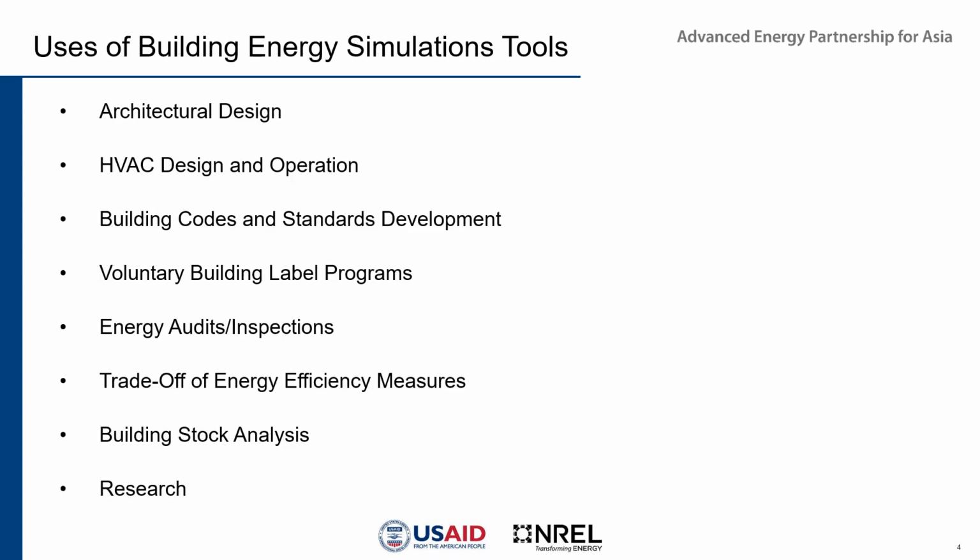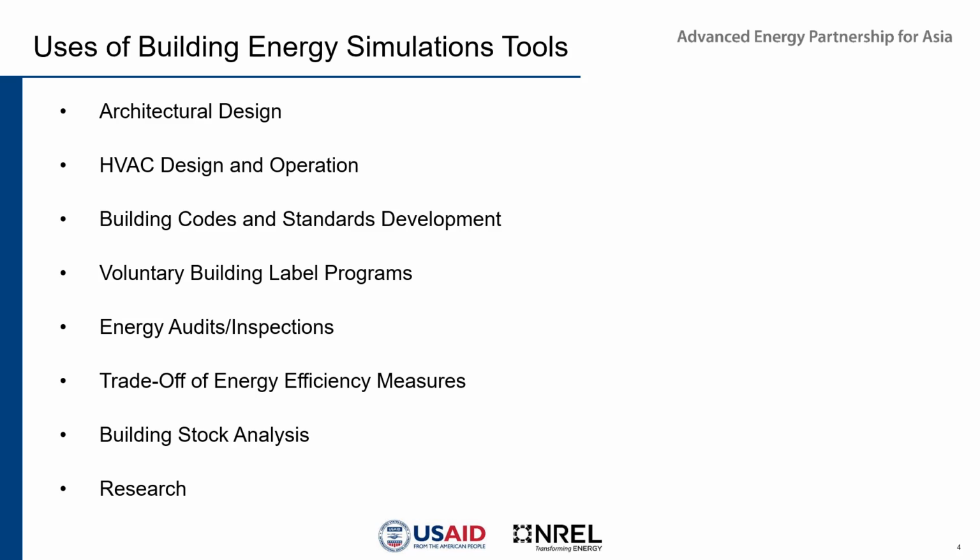Building energy simulation tools can be used for a number of different uses. Generally, we use them for architectural design because we can decide on trade-offs in energy use, right? For example, larger windows, smaller windows. If you have larger windows, you may have to compensate somehow with more insulation, for example. It can be used for HVAC design and operation. So how large do you need, for example, an air conditioning system to be installed in a building to satisfy the loads and needs?